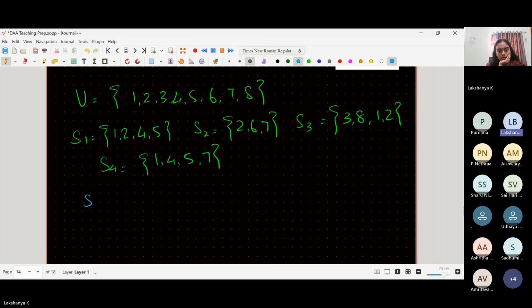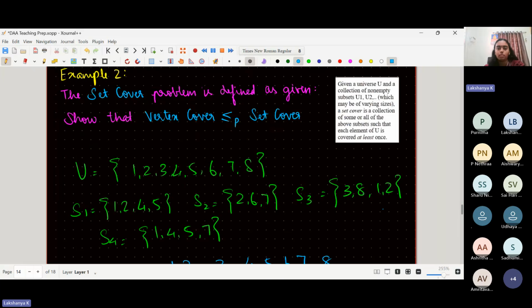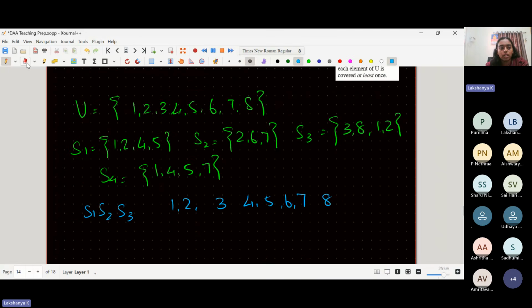S1, S2, S3. Yeah, S1, S2, S3. If you take 1, 2, 4, 5, again 2, 6, 7, 3, 8, 1, right? So this is an example of a set cover. So is the problem definition clear to everyone?